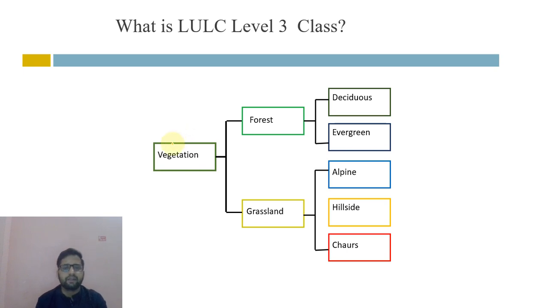Now we can take an example. Here vegetation is the primary class. Vegetation is divided into two classes, one is forest and another is grassland. This is the level 2 or secondary classes. Forest can be divided into two categories here, one is deciduous forest and another is evergreen. So this is the tertiary or level 3 classes.